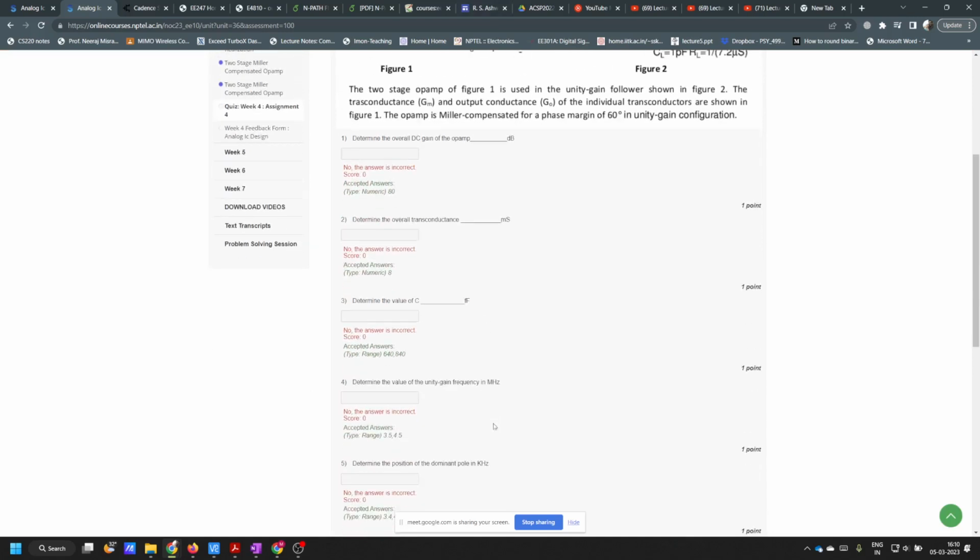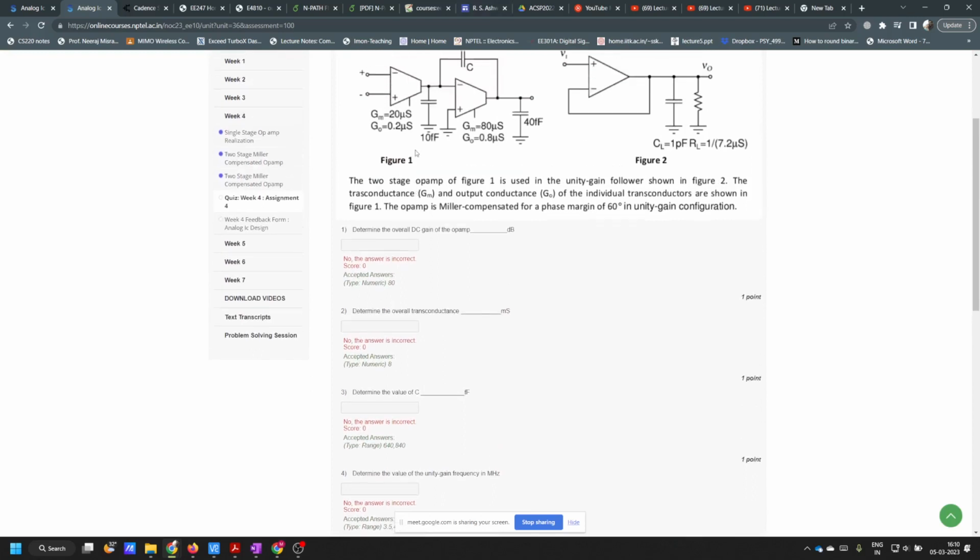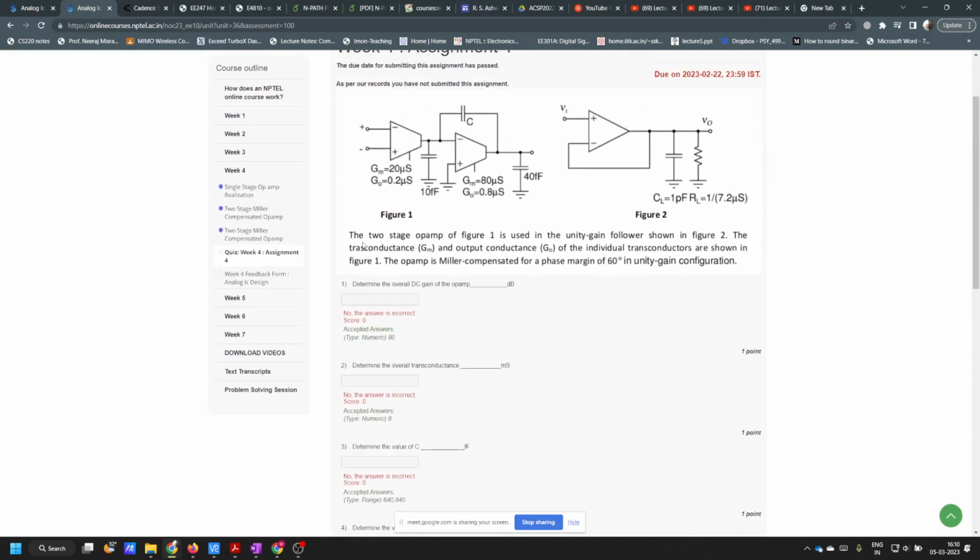So basically, you see, the two-stage op-amp. Read the question. The two-stage op-amp figure 1 is used in the unity gain follower shown in figure 2. The transconductance gm and the output conductance G0 of the individual transconductors are shown in figure 1. Basically, this two-stage Miller compensated op-amp is collapsed into a block level representation, shown here.